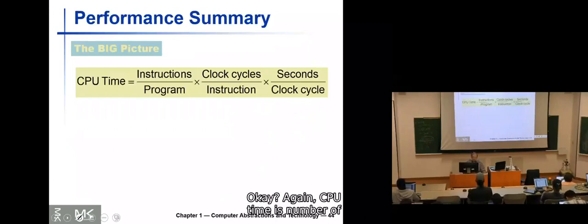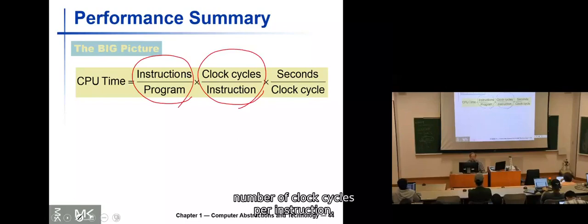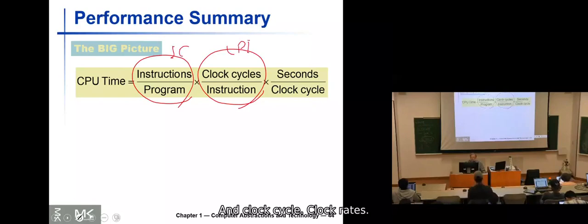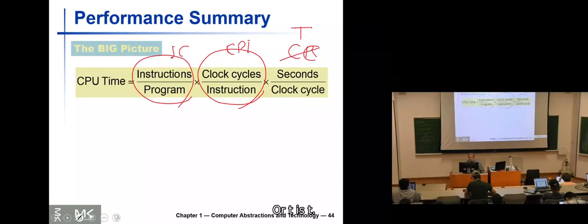Okay, again, CPU time is the number of instructions times the CPI, the number of clock cycles per instruction, times the clock cycle time. Instruction count, CPI, and clock rate, or clock cycle time. IC, CPI, TC. This is what we have talked about.